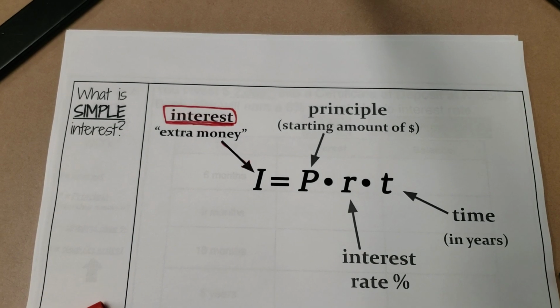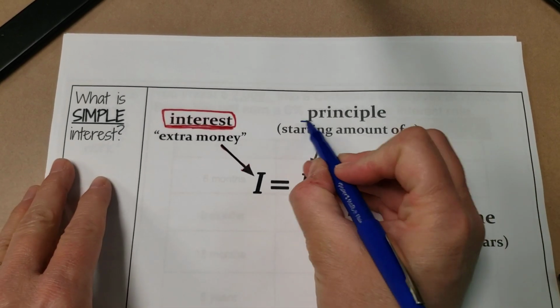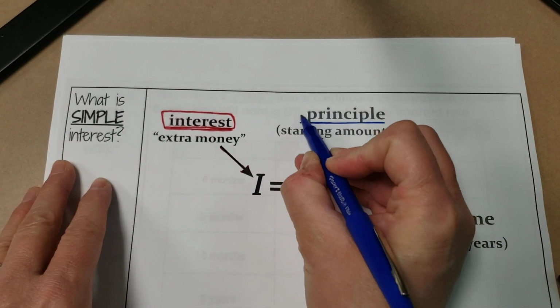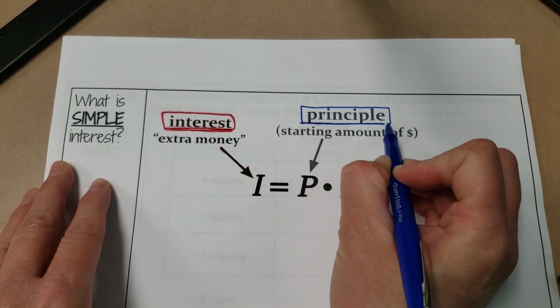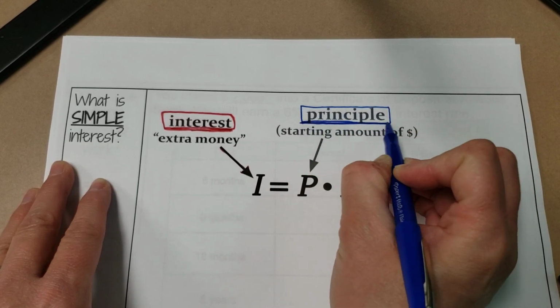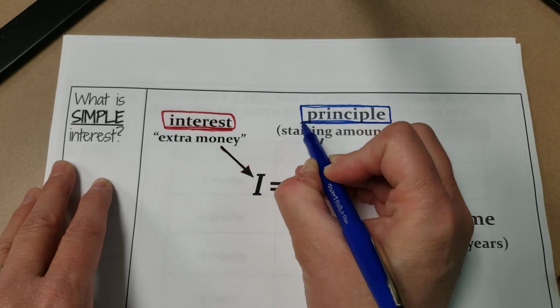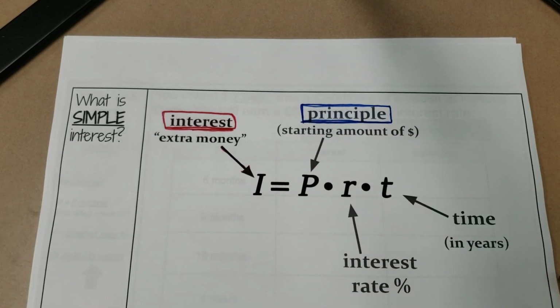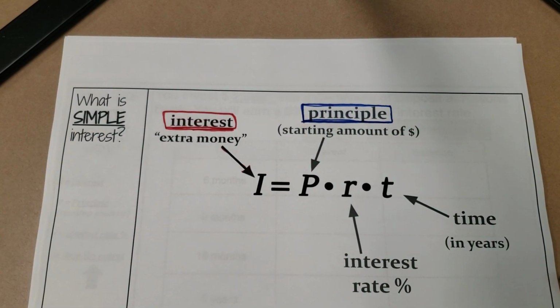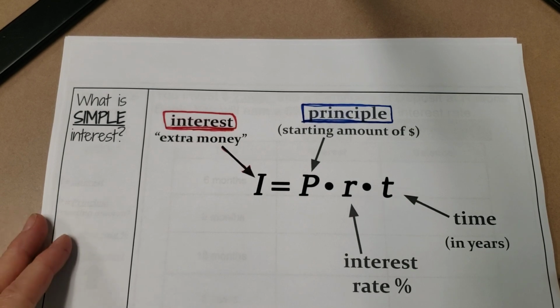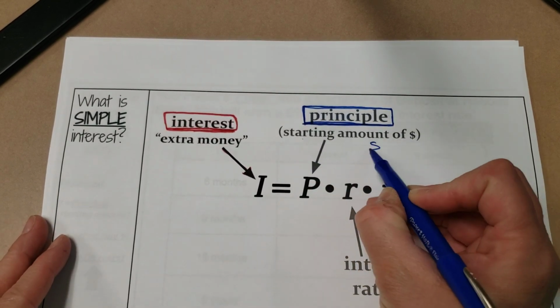The big P represents principal. Principal is the starting amount of money. So if you put money into a bank account, the amount that you put in there, that would be principal. Also, if you borrow money from a bank, the amount you borrow would also be principal. So it's your starting amount of money.